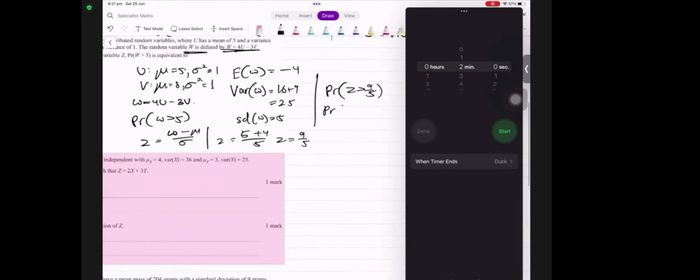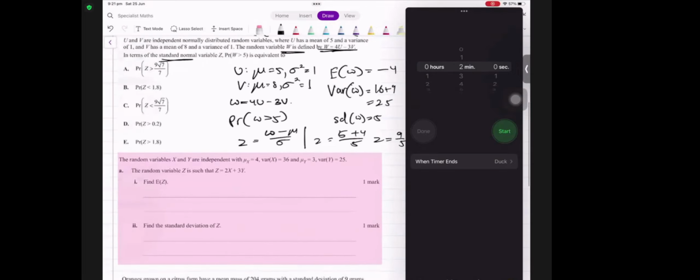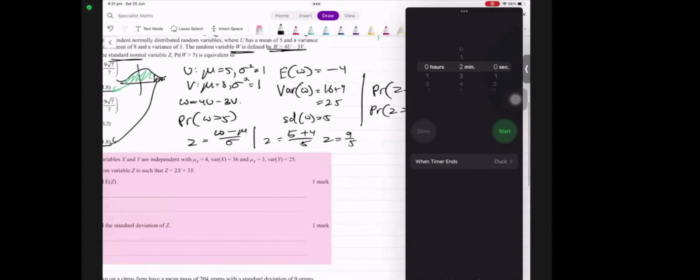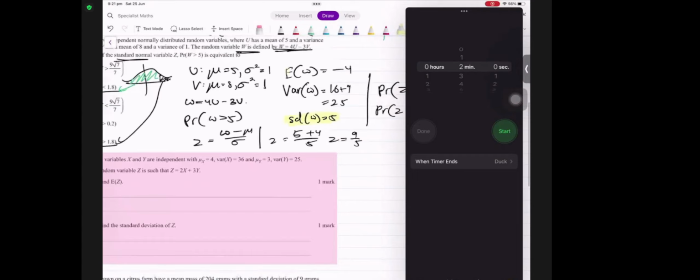I'm pretty sure this is the same as Z is more than 1.8. You've got this one here, and be careful not to mix that with this one, because the areas are completely different. That's 1.8, and this is what you're looking for here. The answer should be E. I'm going to quickly check that. Yep, answer E. So you should have got your standard deviation as 5 and your expected value -4.